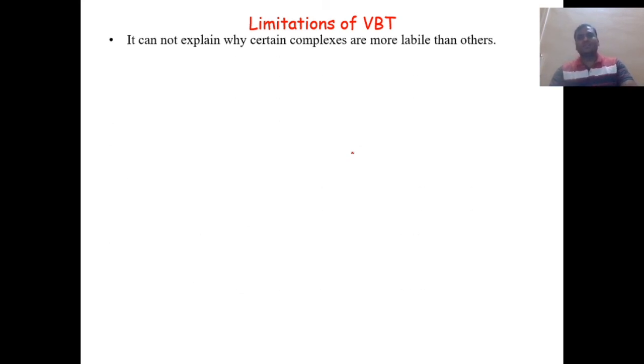But there are still some limitations. We have seen the assumptions, how the atomic orbitals are required, how the bonds were formed, and how the magnetic properties are explained on the basis of VBT. But still there are some lacunas or limitations in the valence bond theory. So we will see them one by one. The first limitation is that it cannot explain why certain complexes are more labile than others.